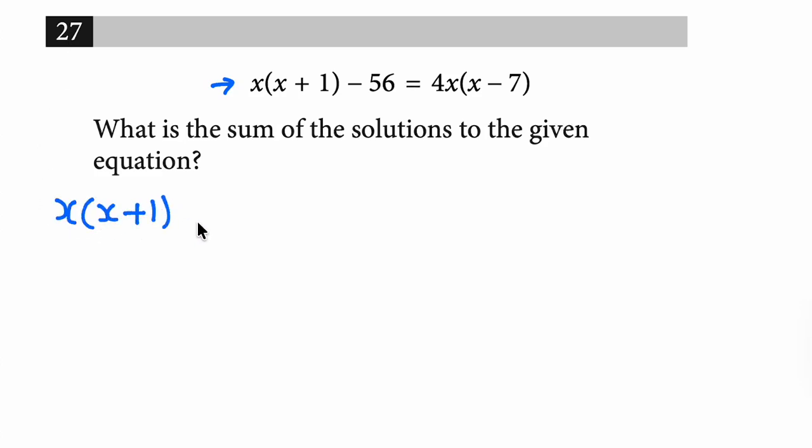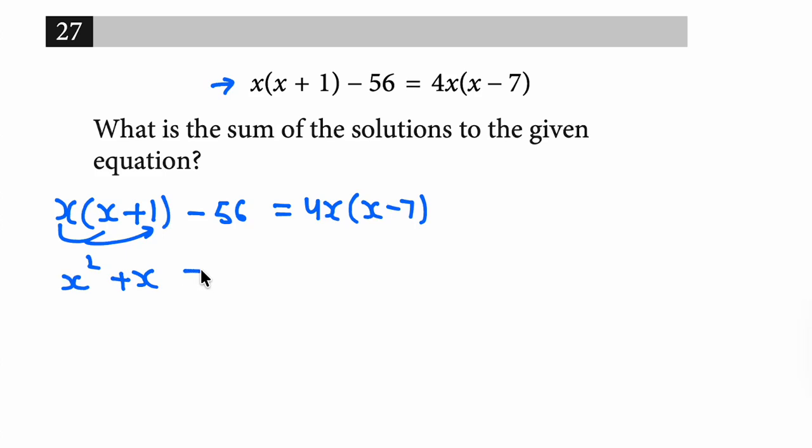(x + 1)(x − 56) equals 4x(x − 7). Let's apply the distributive property here. So that is x squared plus x minus 56x minus 56 is equal to 4x squared minus 28x. Okay, so that is a quadratic equation.